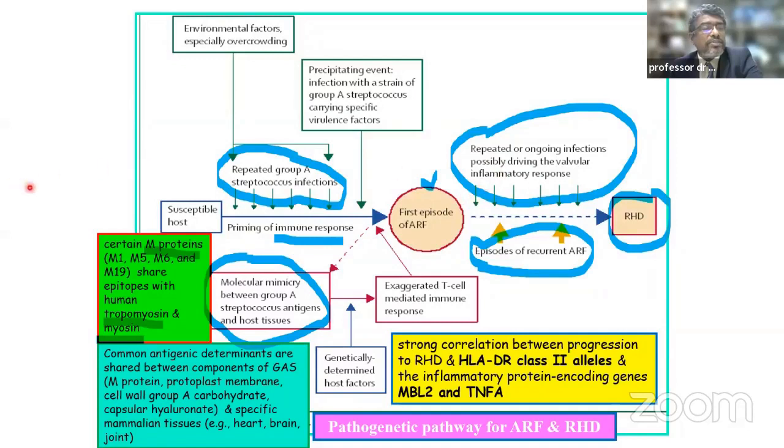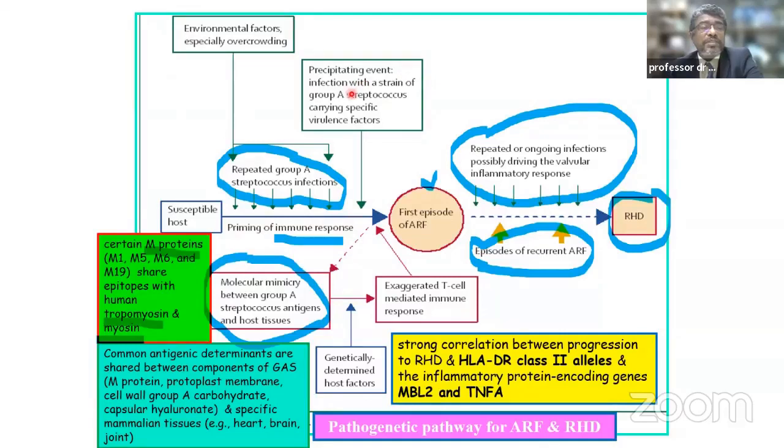And this is the susceptible host, that is, patients at the age of 5 to 15 years, in overcrowded, poverty conditions. These are some risk factors, along with female sex. When there is a susceptible host, there are several repeated group A beta hemolytic Streptococcus infections. There is a priming of the immune response that may lead to the development of the first episode of acute rheumatic fever due to this cross antigen. There are also environmental factors, especially overcrowding, an important susceptibility factor for rheumatic fever.